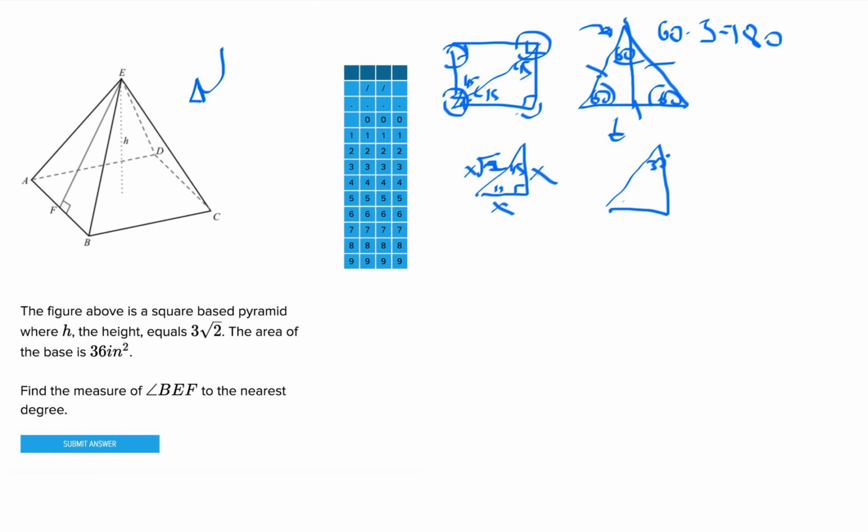And just like the 45, 45, 90, 30, 60, 90s have certain properties, where the length of the shorter leg, which we can call x here, will tell you a lot about the length of the other legs, so of the other sides.